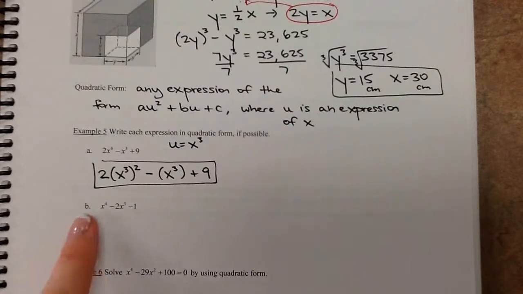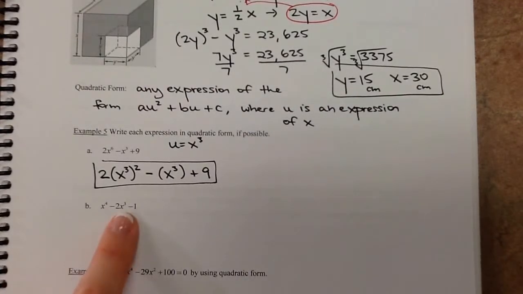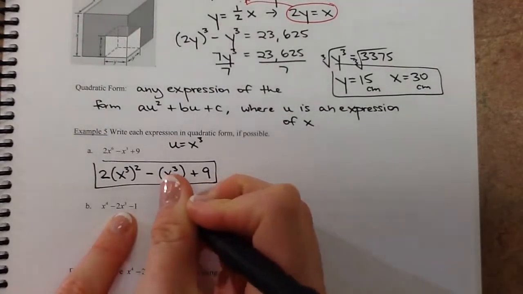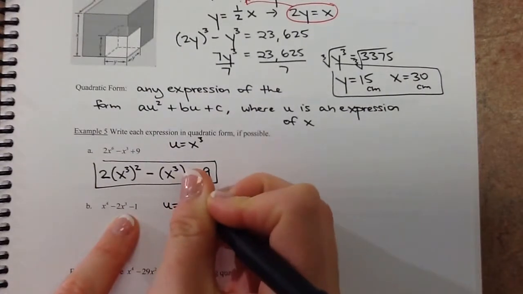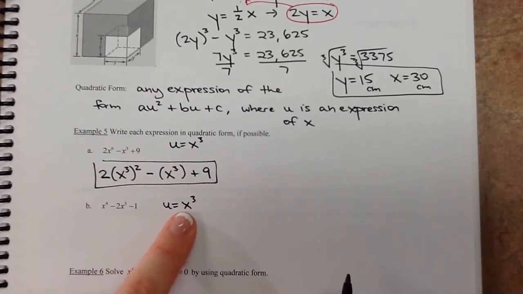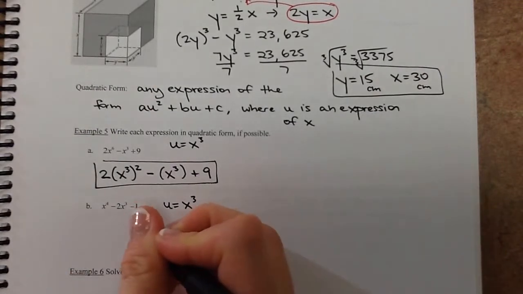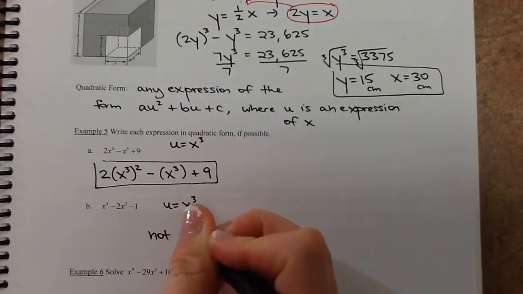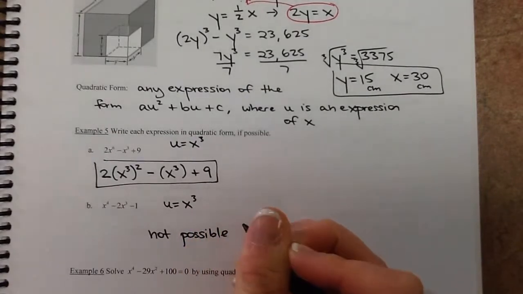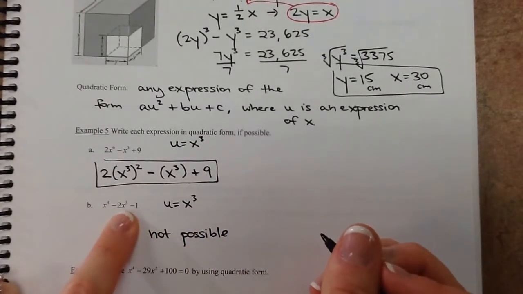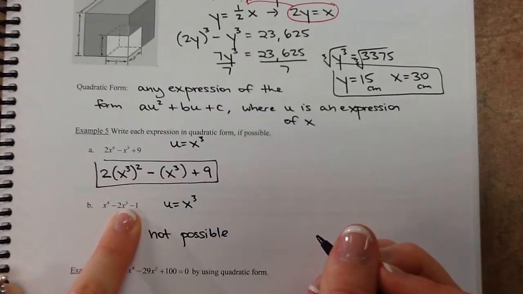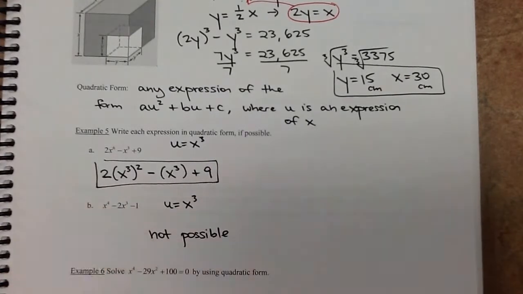All right, this one. We've got x to the 4th. So if we say that our middle term, because whatever's in the middle here, that's always just going to be u. So u squared should be x to the 6th, but this isn't an x to the 6th. So this is not possible to write this in quadratic form. So whatever this term is right here, it should always be this term squared. And if I square an x cubed, I get an x to the 6th, not an x to the 4th.